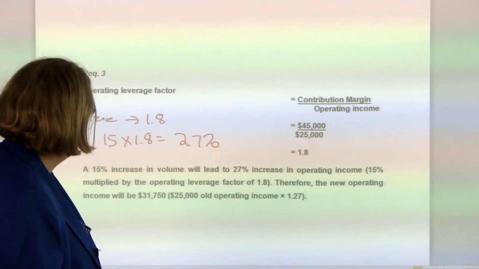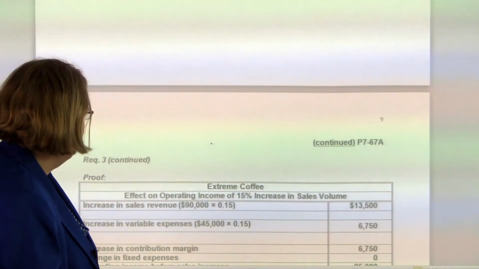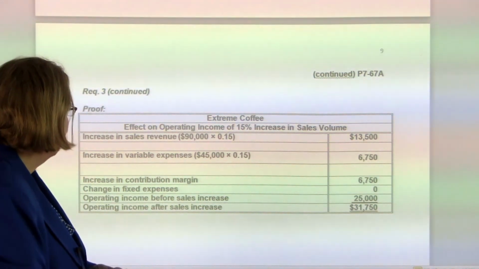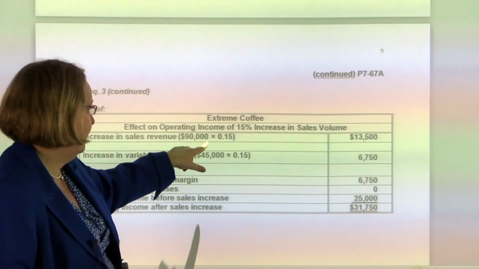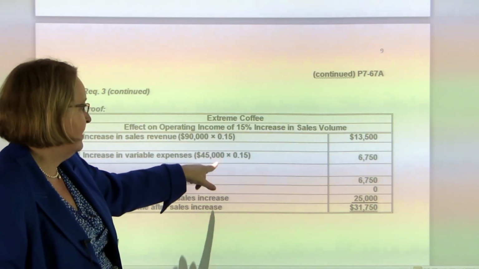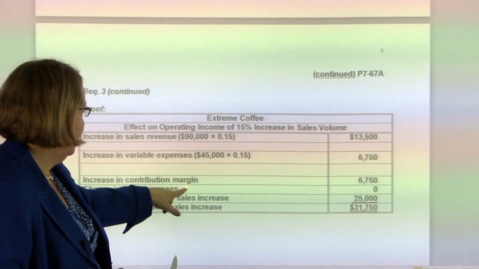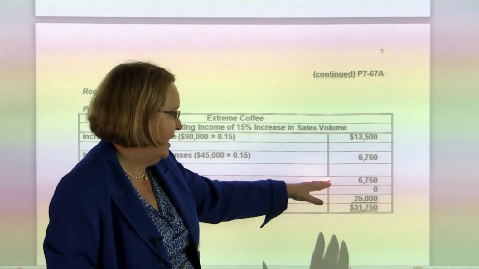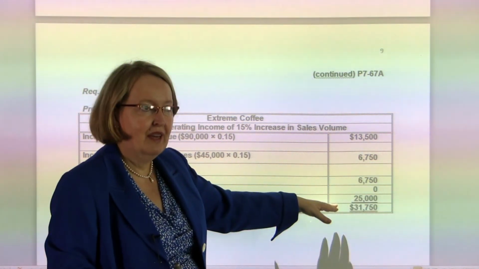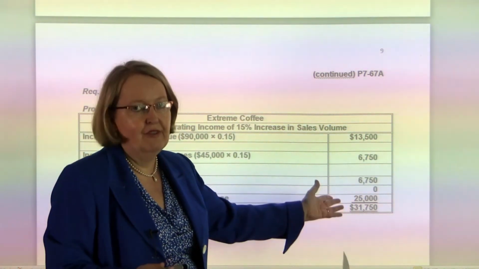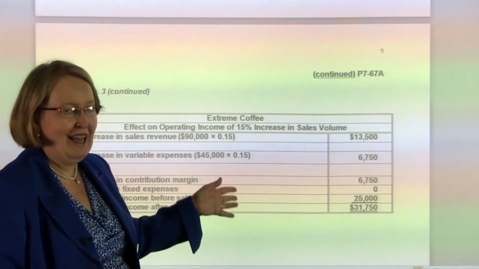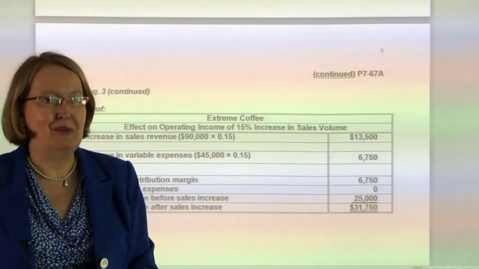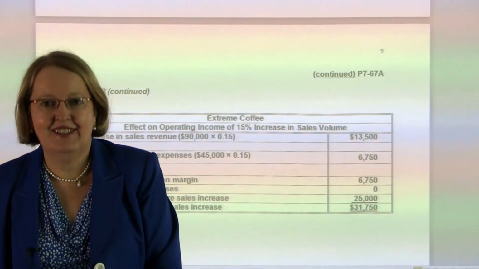Before we conclude, if you want to prove this, you can see here that it does in fact work. If you increase your sales by 15%, your variable expenses are going to go up by the same amount. That gives you an increase in your contribution margin of $6,750. Add that to the $25,000 you already have, and you get $31,750. So that shows that the calculation does in fact work. Okay, so that does conclude problem 7-67.